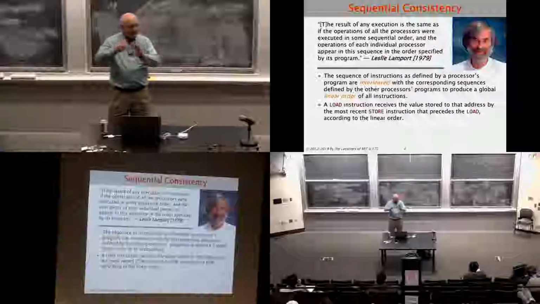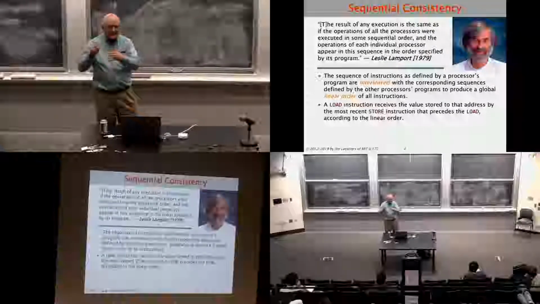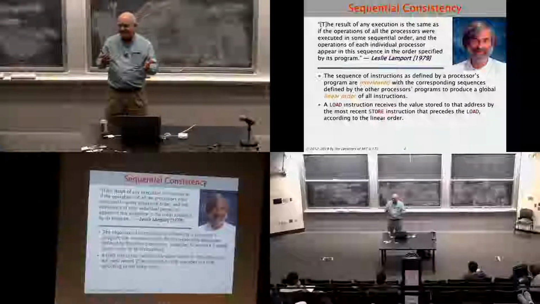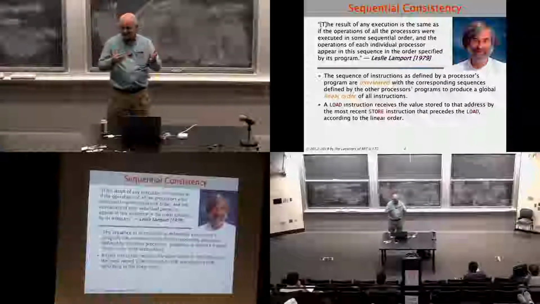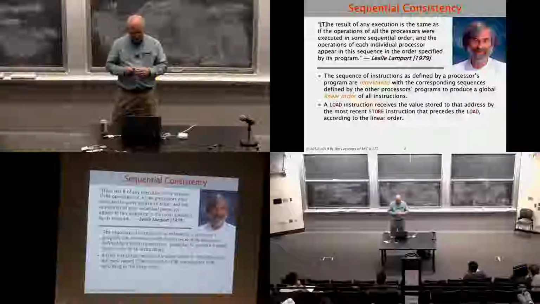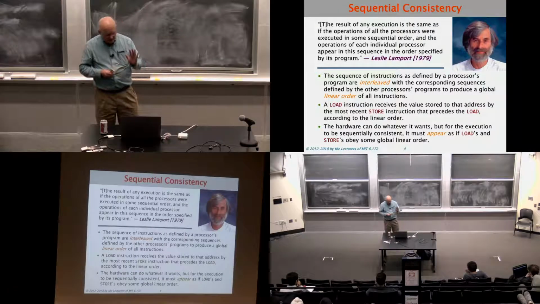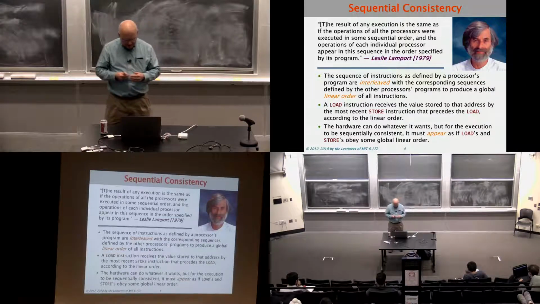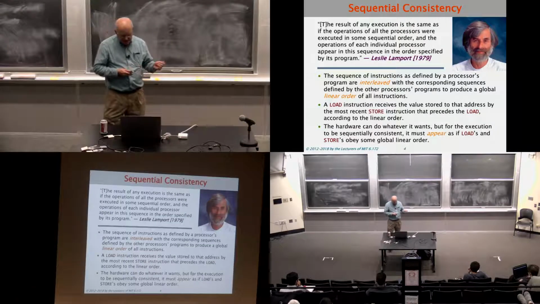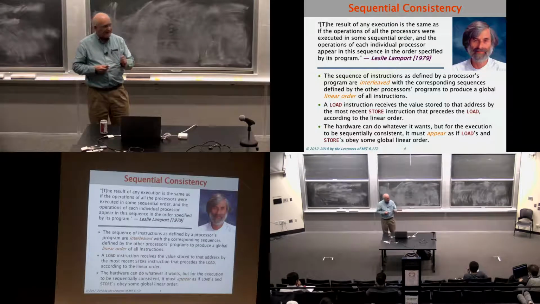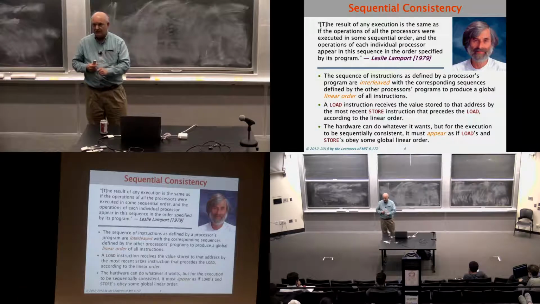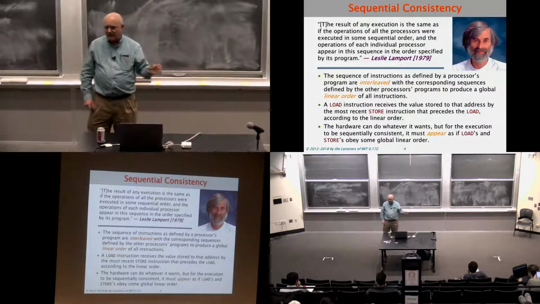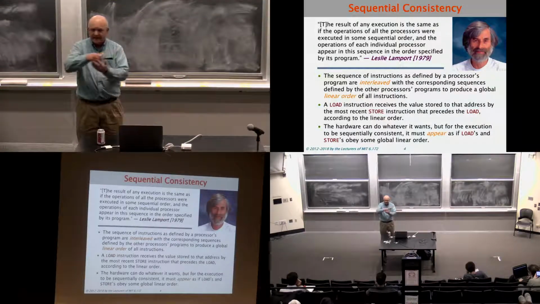Okay? Now there could be many different interleaved orders, and you can get many different behaviors. After all, here we're talking about programs with races, right? We're reading stuff that other things are writing, okay? And so basically, the hardware can do whatever it wants, but for the execution to be sequentially consistent, it must appear as if the loads and stores obeyed some global linear order. Okay? So there could be many different possible execution paths depending upon how things get interleaved.